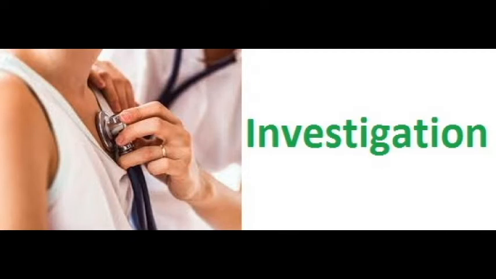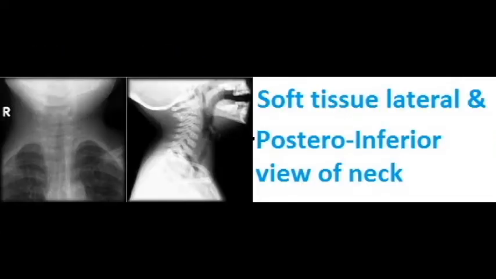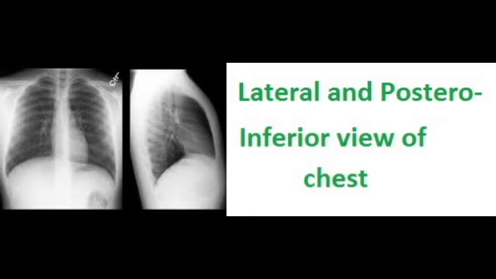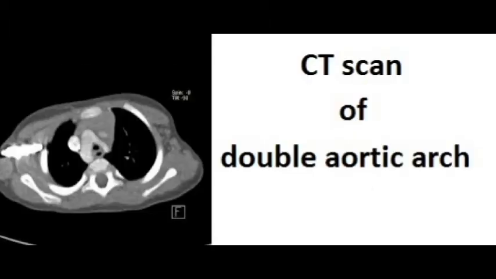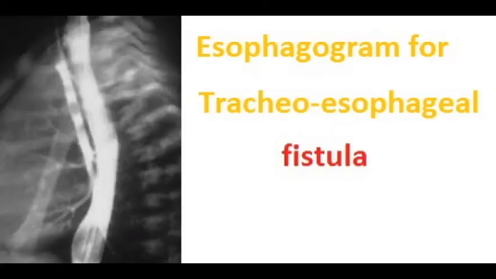What are the investigations for stridor? To see foreign body, soft tissue lateral and posterior inferior view of neck. To see foreign body, lateral and posterior inferior view of chest. CT scan for such a condition called double aortic arch. Esophagogram for tracheoesophageal fistula.